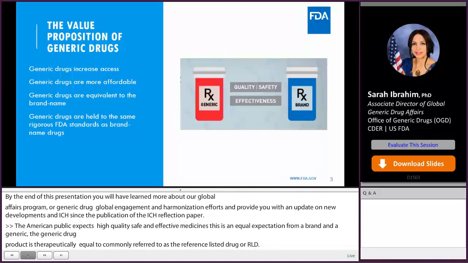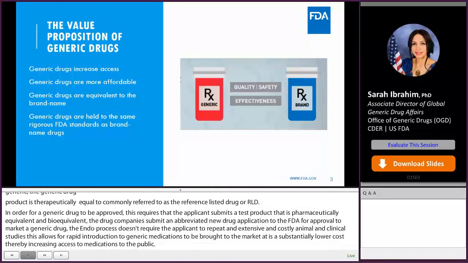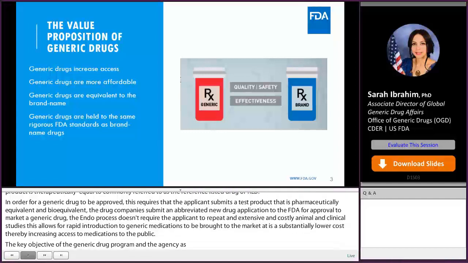A key objective of the generic drug program and the agency as a whole is ensuring the quality, safety, and efficacy of generic medications, and by ensuring the approval is based on robust science, generics are in fact held to the same standards as brand drugs, thereby promoting and protecting public health.